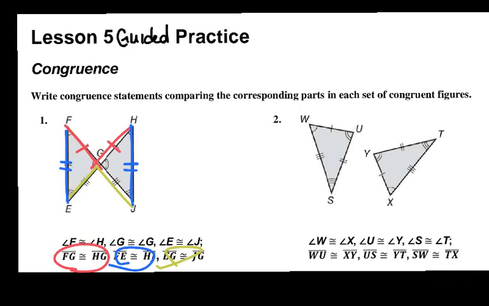Number 2 is just a little bit trickier because it looks like they turned it and then flipped it. But W is congruent to X. U is congruent to Y. And then S is congruent to T. Then you can see that line WU is congruent to XY. US is congruent to YT. And SW is congruent to TX.